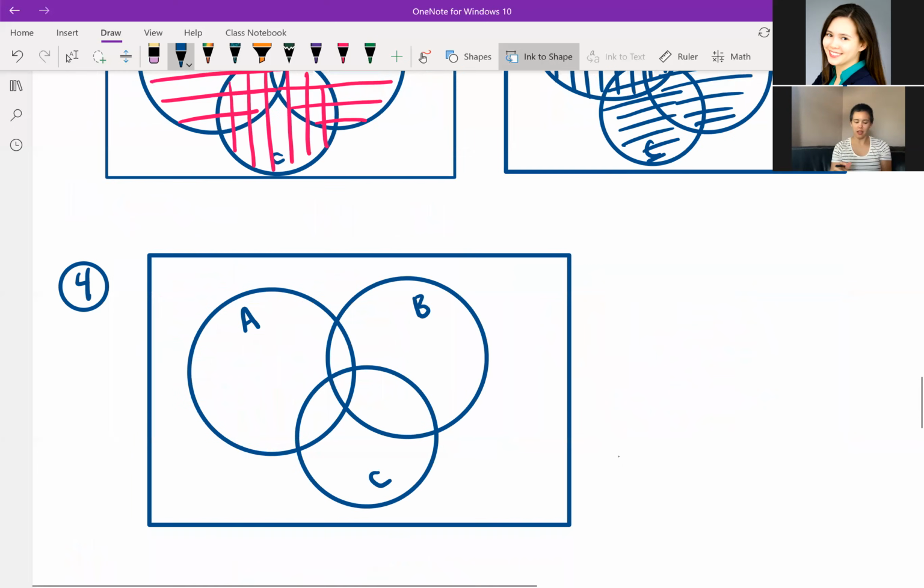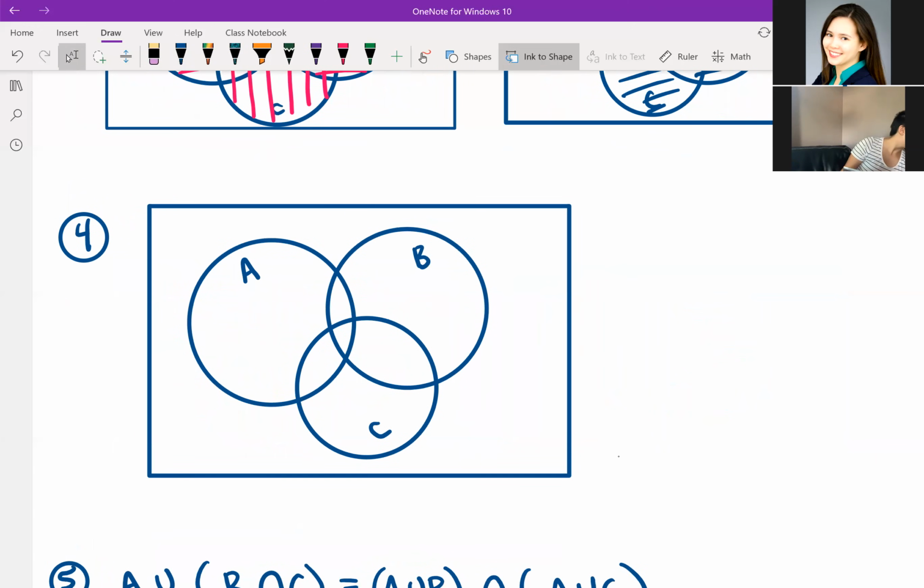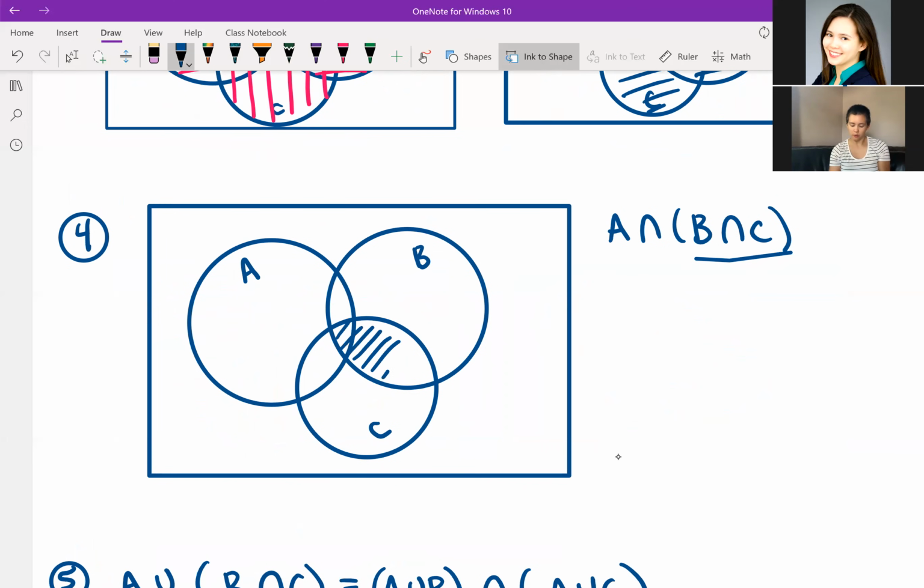Next up, we look at the same thing but with intersections. So if we're looking for A intersect B intersect C, let's first start with this inner bit, B intersect C. B intersect C is that blue shaded area. So let's see what in that blue shaded area is also in A. This part right here is also in A. So that pink part that we've drawn is A intersect B intersect C.